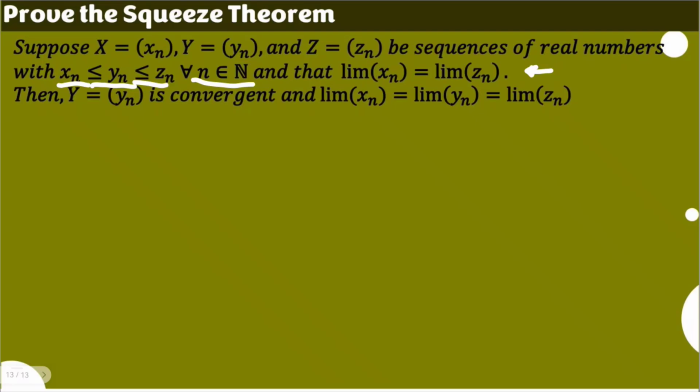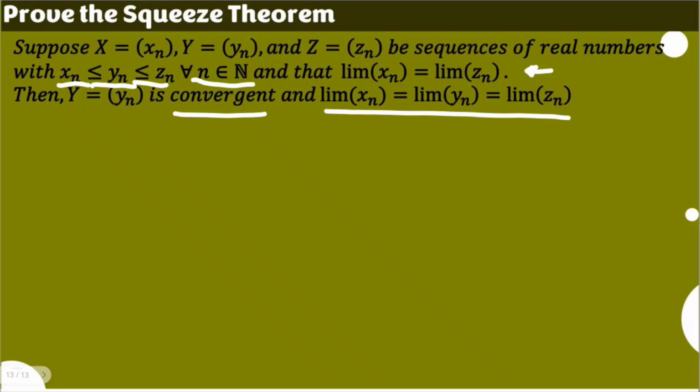y, which is equal to the sequence y sub n, is convergent, and the limit of the three are equal to one another. You have the limit of the x sub n sequence is equal to the limit of the y sub n sequence, and it's equal to the limit of the z sub n sequence.